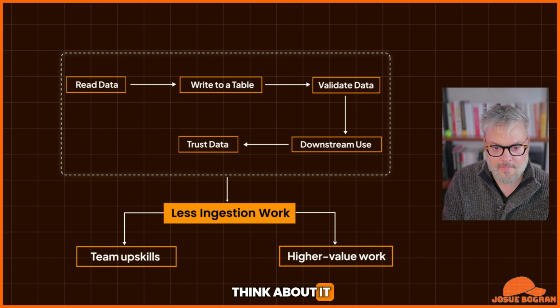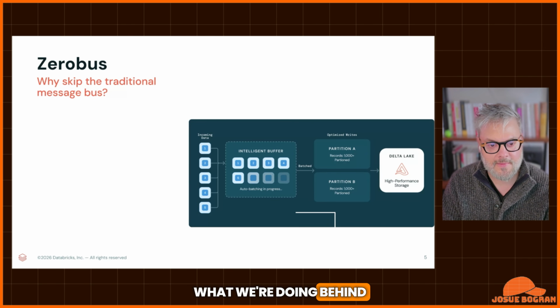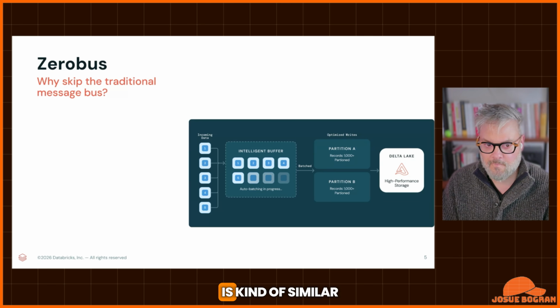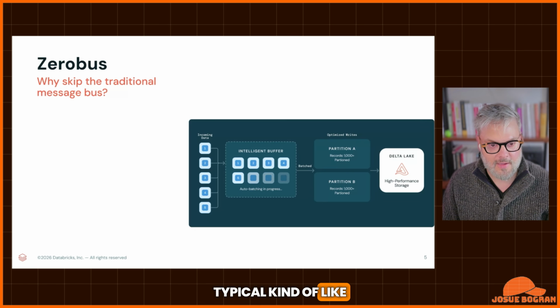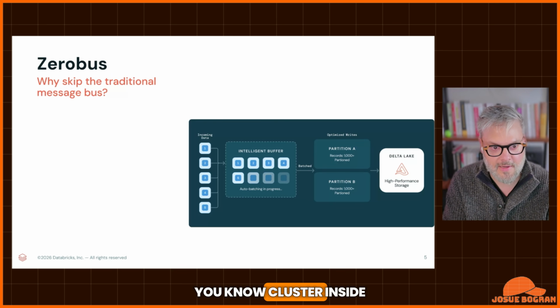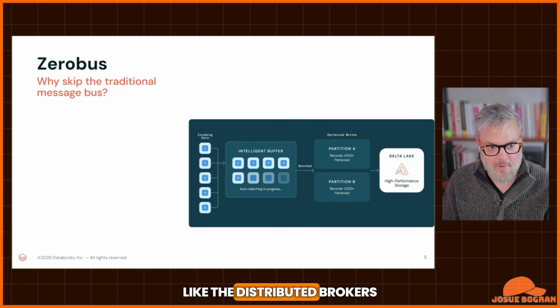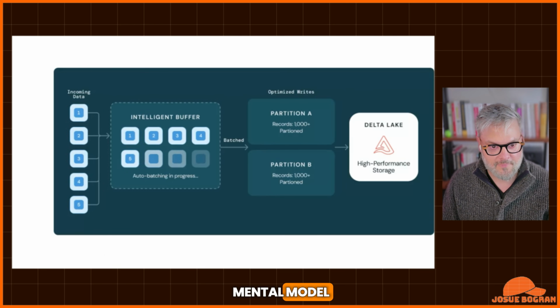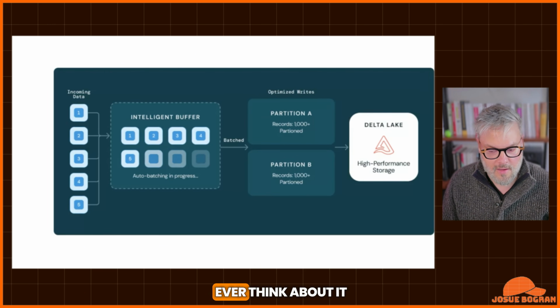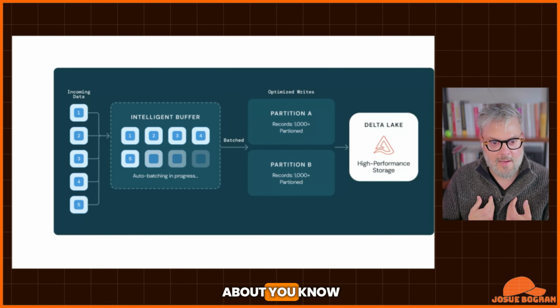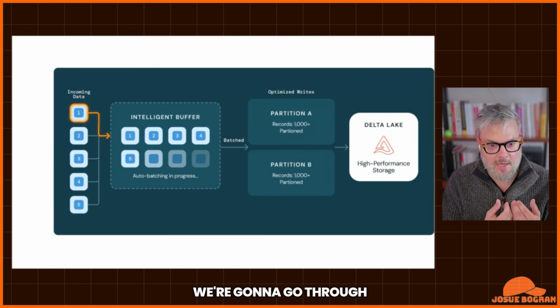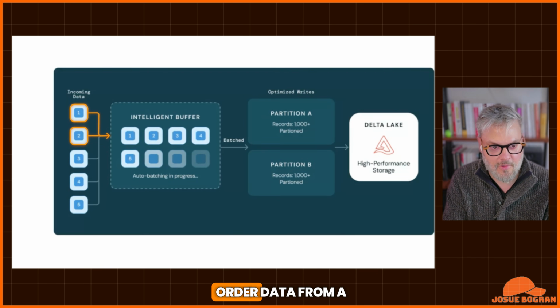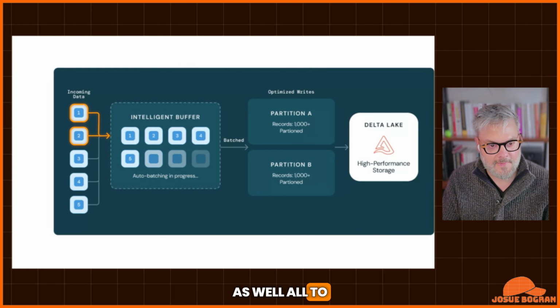And so what we're doing behind the scenes in Zerobus is similar to what happens inside a typical Kafka cluster inside of the topic across the distributed brokers. It's just a different mental model, a different way of doing it, because that's all opaque to the end user. They don't have to ever think about it. But if I'm writing data of a specific type, say it's orders, which is the demo we're going to go through. Josh, you might be doing the same thing, writing a lot of order data from a different endpoint as well, all to the same table.